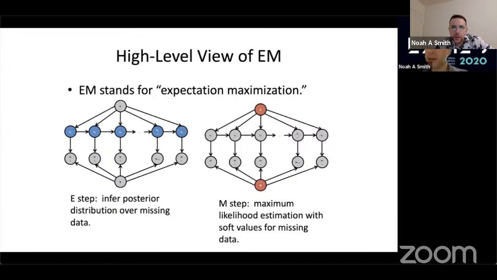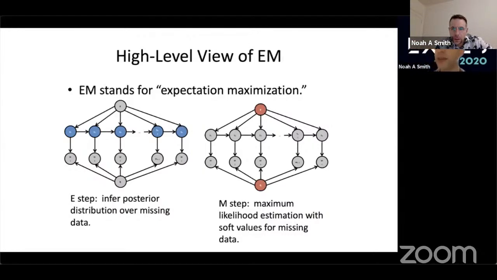So on the E step, we're going to infer the posterior distribution over each of the states that we might have passed through at every time step, corresponding to every word. But we don't worry about the parameters, they're fixed. The M step is the inverse of that.